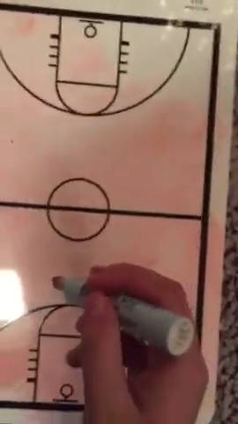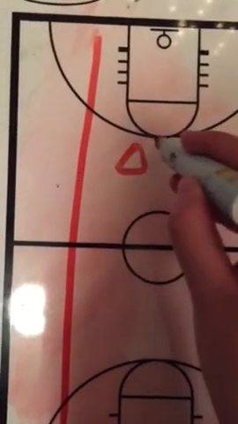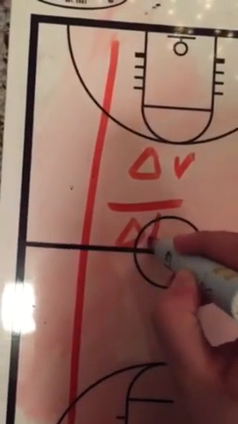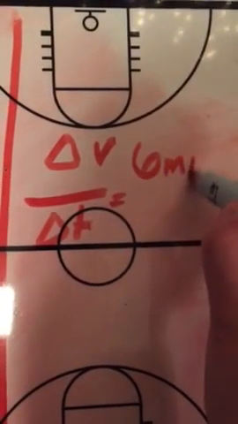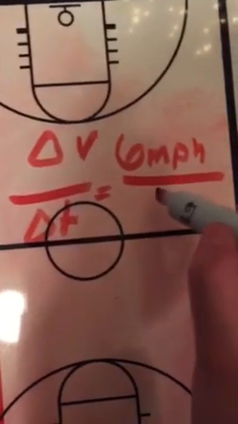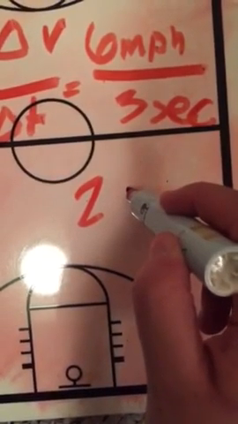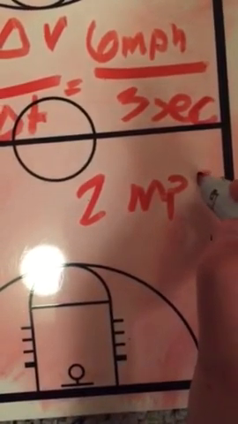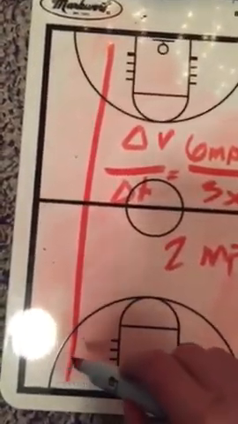So, for example, say your velocity is, well, first it's change of velocity over change in time. So say your velocity is 6 miles per hour, and it takes you 3 seconds. So you divide that, which would make you 2 meters per second. That is your acceleration throughout the length of the court.